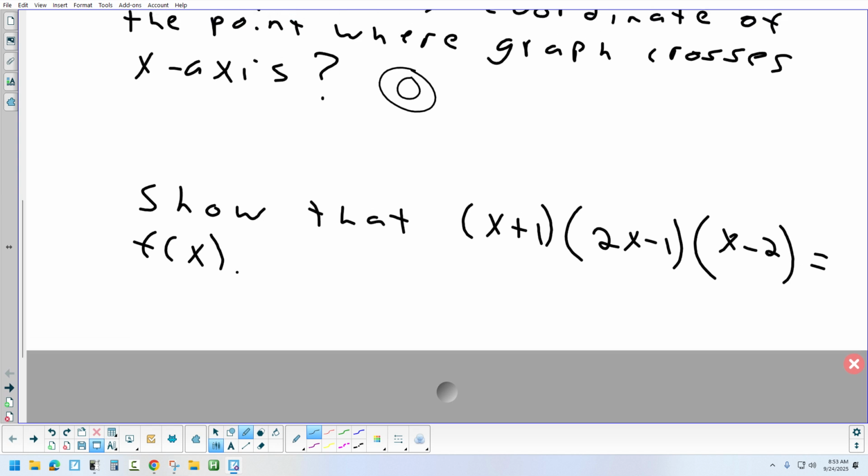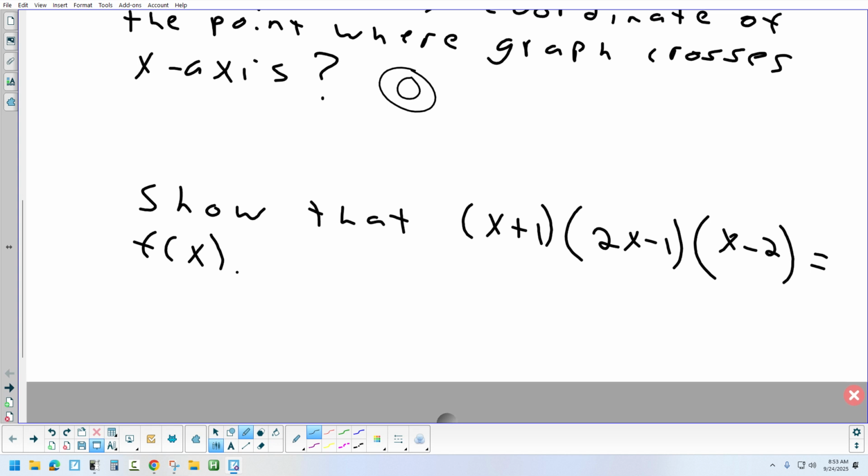When we distribute it, we have to do 2 sets of parentheses at a time. We're going to forget about the third one for now. So let's do these 2. If I multiply x times 2x, what does that give me? 2x squared. Good. How about x times negative 1? Negative 1x, I'm just going to put that off to the side for a minute.